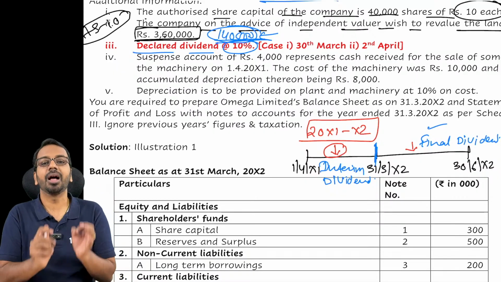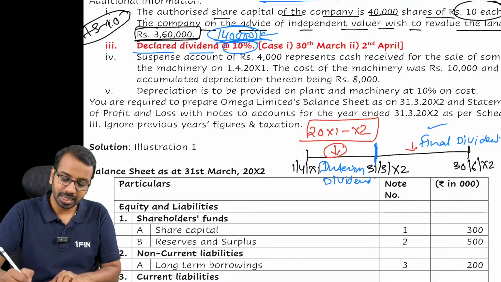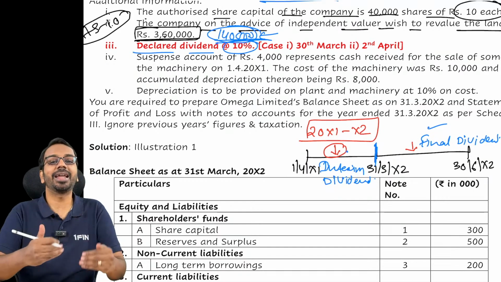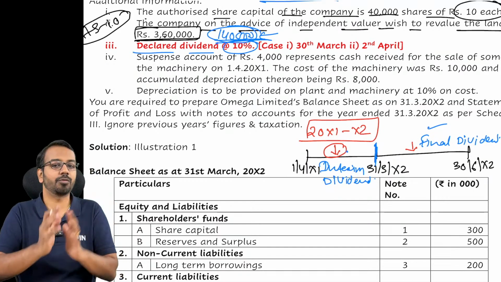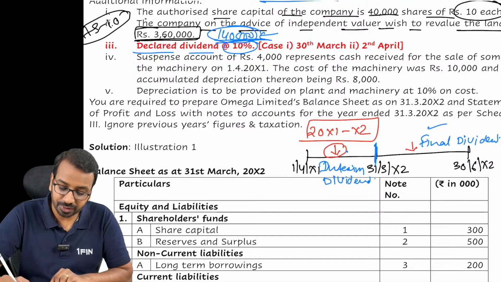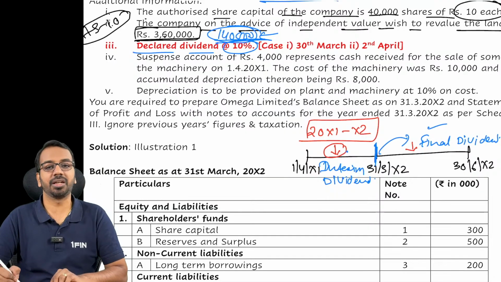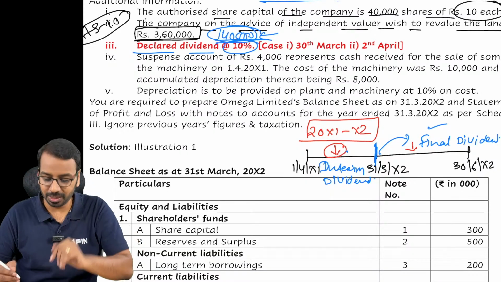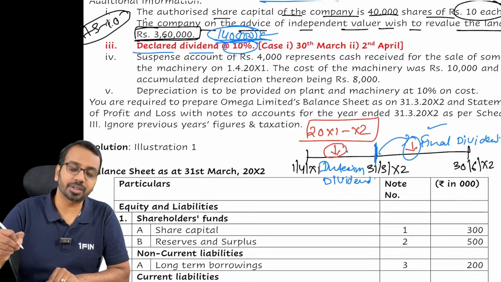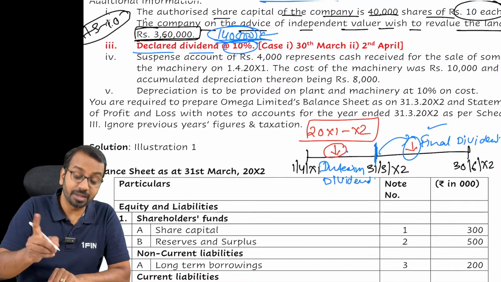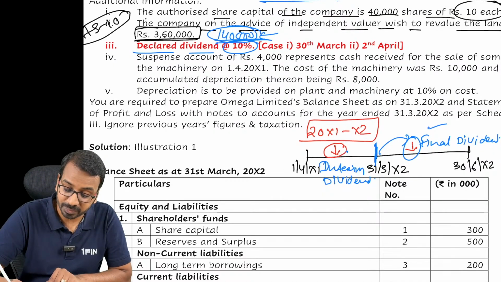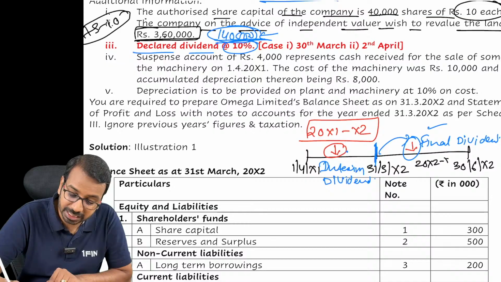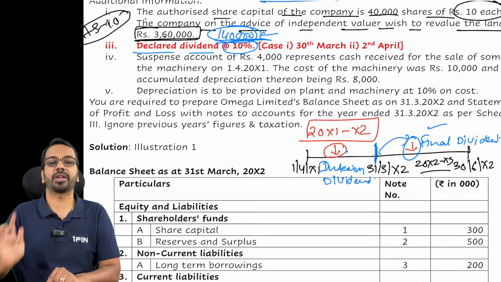if I have declared dividend by 31st of March, then I need to account for it. That means if interim dividend has been declared by the board of directors, I have to account for it. However, if dividend is declared after the financial year ends, it has to be accounted in the next financial year. That means any dividend declared after the financial year will be accounted in the next financial year, not in the previous financial year.